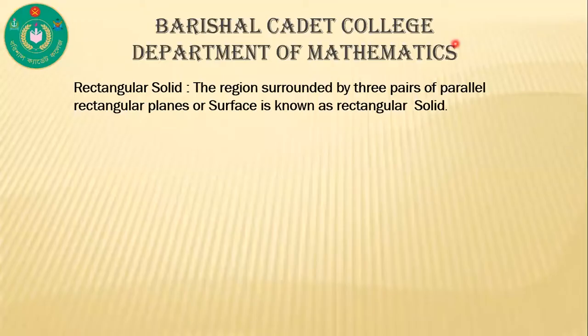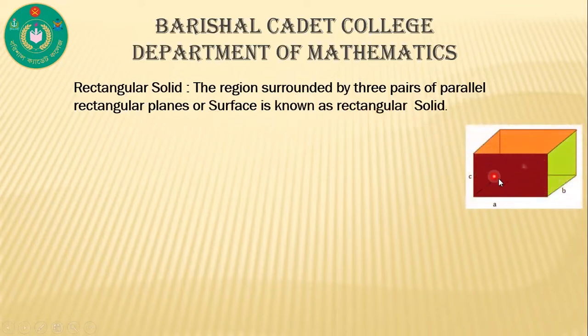Now we discuss rectangular solids. The region surrounded by three pairs of parallel rectangular planes or surfaces is known as a rectangular solid. It has 6 rectangular faces, 12 edges and 8 vertices. To find the area of the whole surface of a rectangular solid, remember that each face is a rectangle.